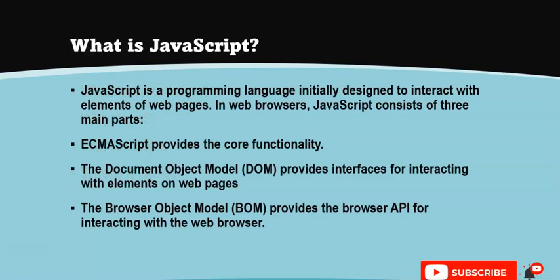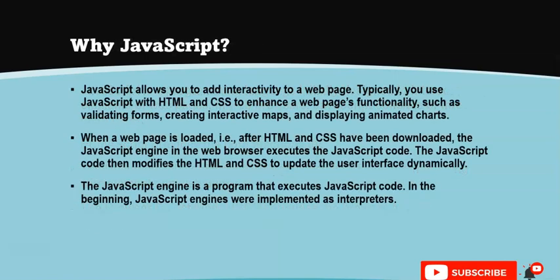What is JavaScript? JavaScript is a programming language initially designed to interact with elements of web pages. In a web browser, JavaScript consists of three main parts. ECMAScript provides the core functionality, the Document Object Model (DOM), and the Browser Object Model (BOM). The DOM provides an interface for interacting with elements on web pages, and the BOM provides the browser API to interact with the web browser.